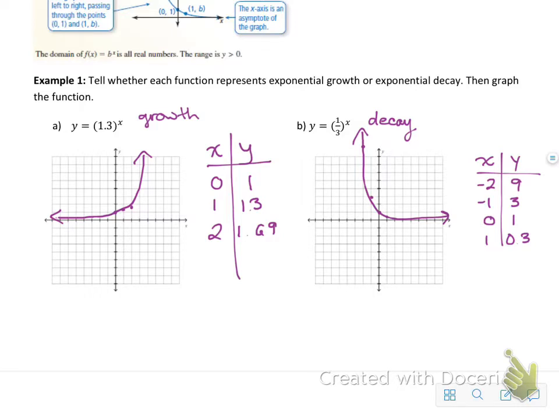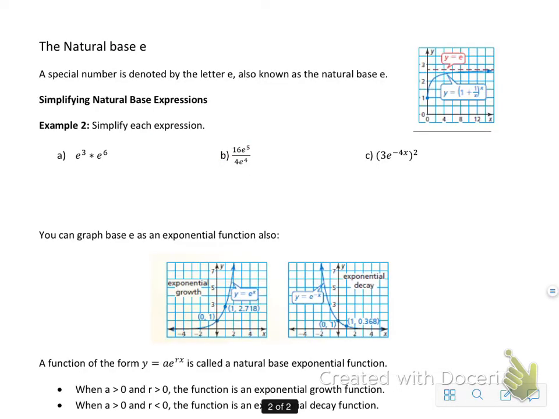Now, you can use lots of different bases for b. b can be whatever number, as long as it's a positive real number other than 1. So we can use 10, we can use 2, you'll see those a lot, but we can also use this number e. So if you turn over your notes, a special number is denoted by the letter e, also known as the natural base e. So that's where you still have an exponential function, but now you have this number e. And the number e is like the number pi. It's irrational, non-repeating, never-ending. It is a specific number, and you use it in a lot of real-world things.